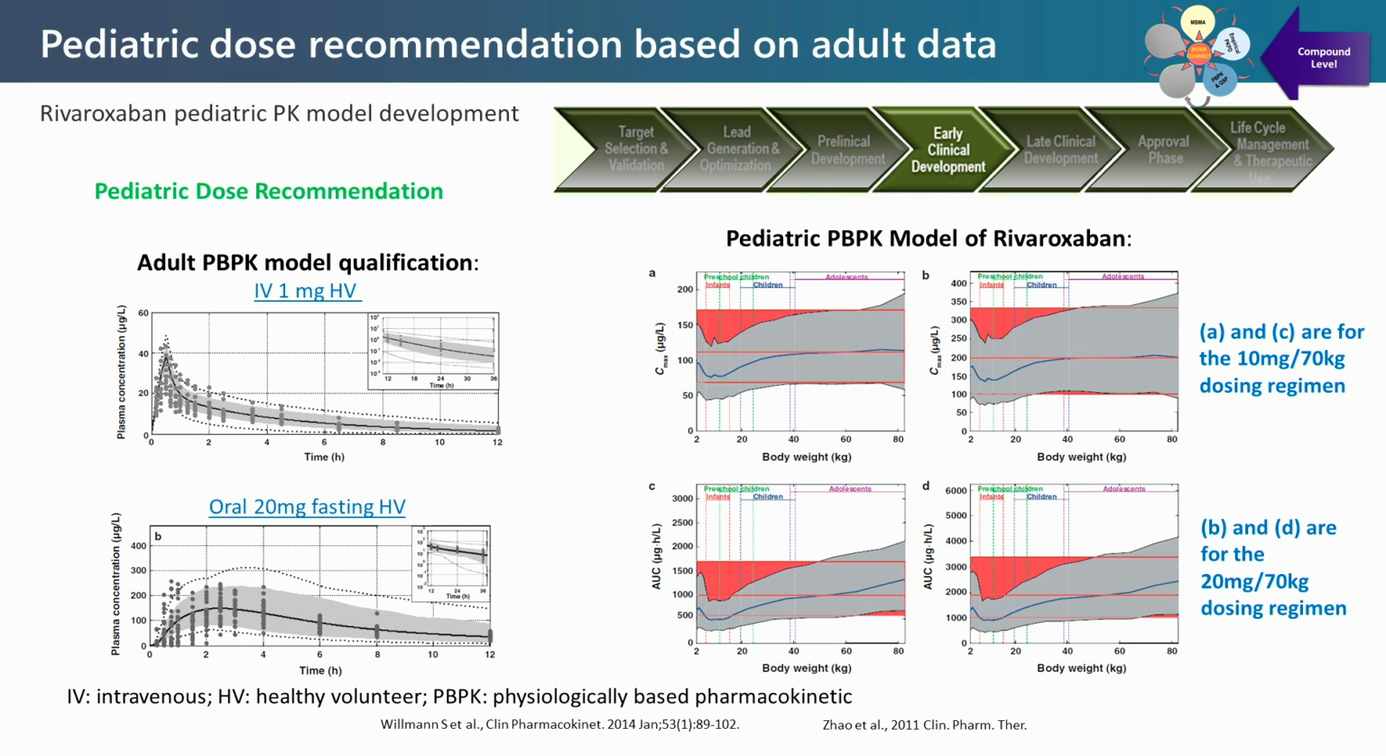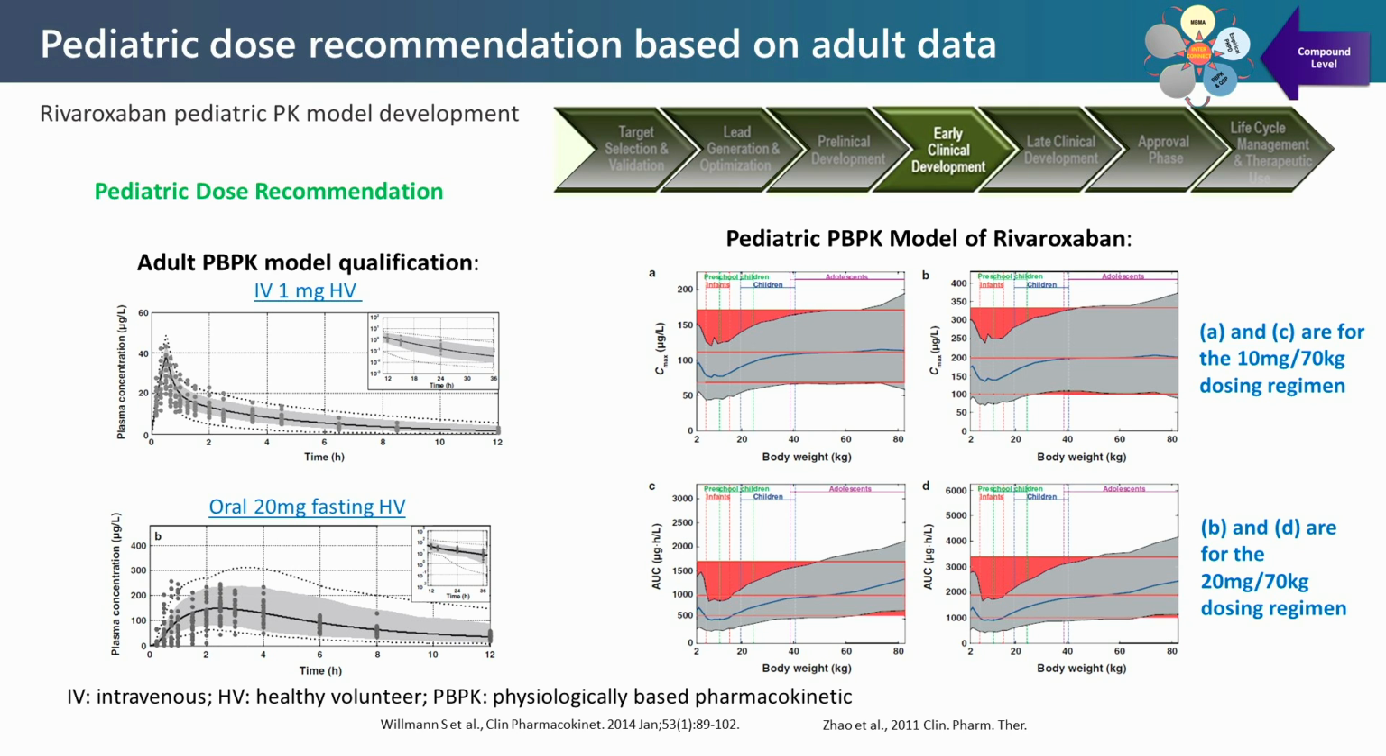The adult PBPK model is qualified using various data from phase 1 healthy volunteers, as mentioned. Here are examples using IV and oral fasting data. The majority of the individual data points observed experimentally were within the 90% prediction interval. The result indicates that the adult PBPK model is well suited to describe the PK of rivaroxaban in different formulations, including tablet and suspensions, and under fasted and fed conditions, and therefore the adult PBPK model is then used to scale down to a pediatric PBPK model, which will allow simulation in the pediatric population.